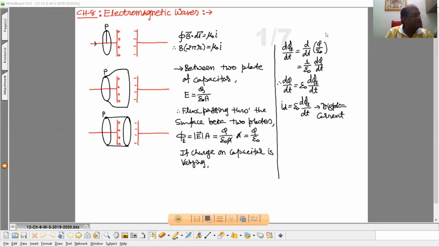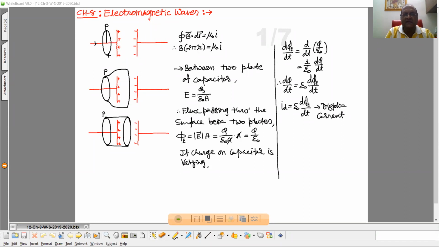What is the displacement current? That first of all we have to understand. Okay. Suppose here we take a capacitor, which one is connected with the battery. Now, suppose we consider here different surfaces, but having same boundary, and then we calculate the magnetic field at point P as shown in the figure.